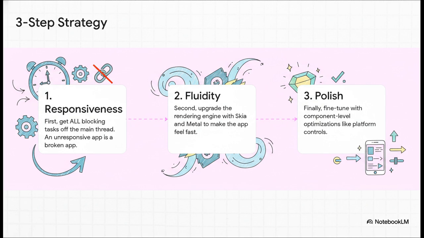And please, the order here is critical. Start with number 1, always. An unresponsive UI is the absolute worst user experience. Your number 1 priority is to get everything that isn't UI related off that main thread. Once your app is responsive, then you can move to step 2. Upgrade your graphics engine with Skia and Metal. This is what will make your app not just responsive, but beautifully fluid and fast. And finally, once that solid foundation is in place, you can move to step 3 and start polishing. That's when you fine-tune, swapping controls to their platform equivalents and tweaking those global flags for that last little bit of peak performance.